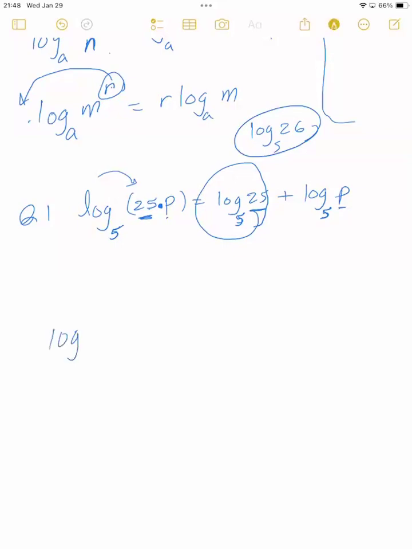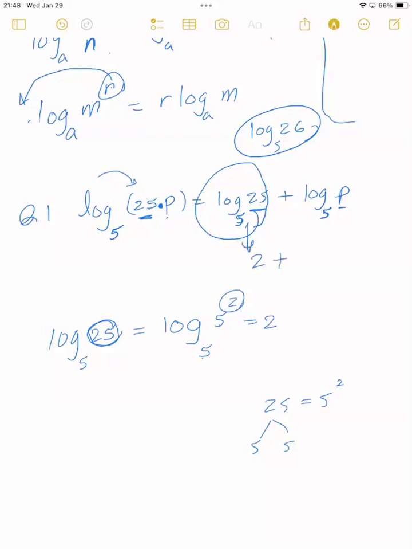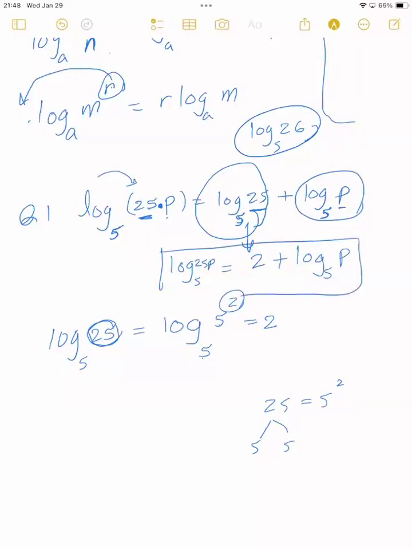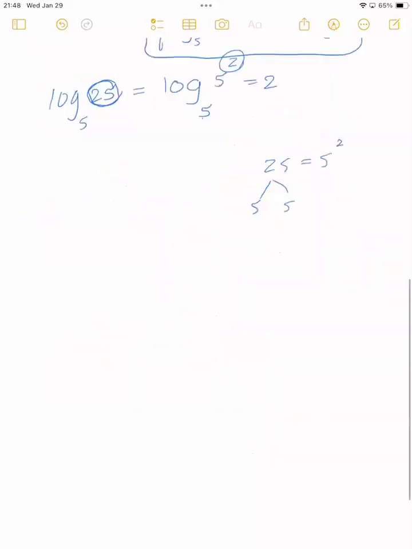So what is the answer to this piece? We say, can I write 25 as 5s only? The answer is yes. So you can write this as log base 5, and you can write 25 as 5 to the power 2. 5 and 5 are the same. The answer is 2. So instead of that, you write it as 2. And this cannot be simplified. So that is the answer to question number 1, which was that. Log base 5 of 25p becomes 2 plus log base 5 of p.